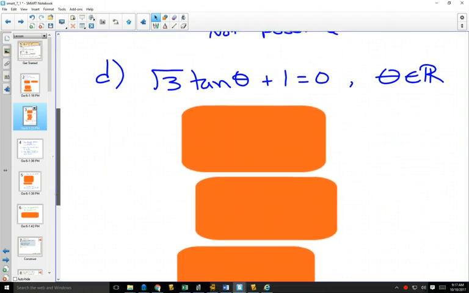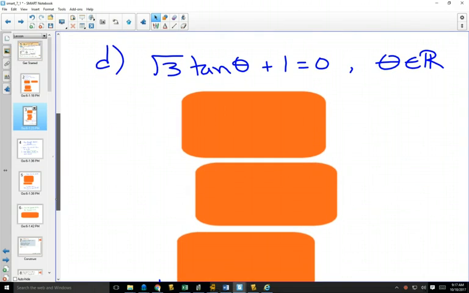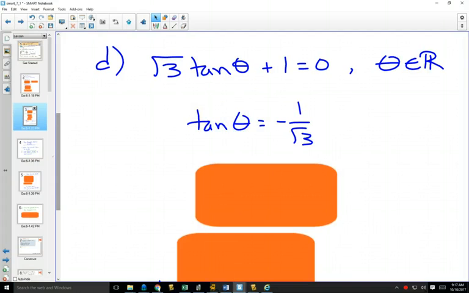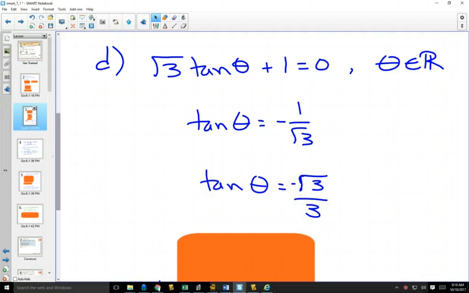Now for the last one that we're doing in this section, root 3 tan theta plus 1 equals 0. And the reason I chose this was for a couple of reasons. First of all, when you solve for tan of theta, you get negative 1 over root 3. And this is the first place where you might run into a problem because we didn't write this value on our unit circle. But if you rationalize this, 1 over root 3 is the same as root 3 over 3.